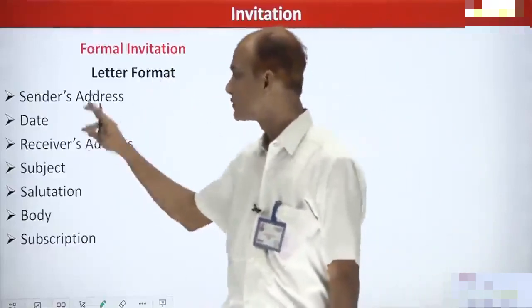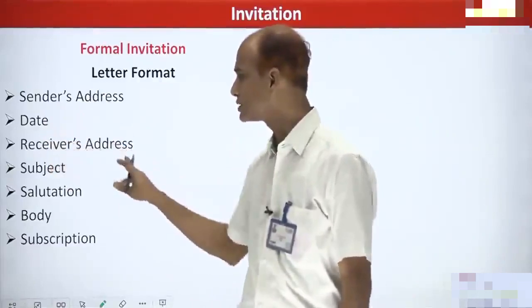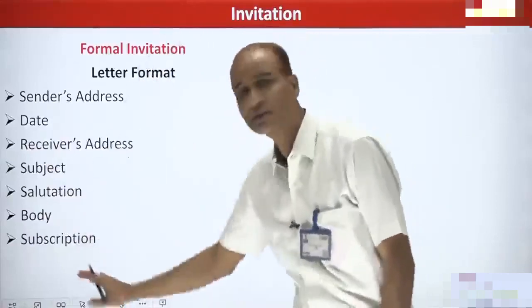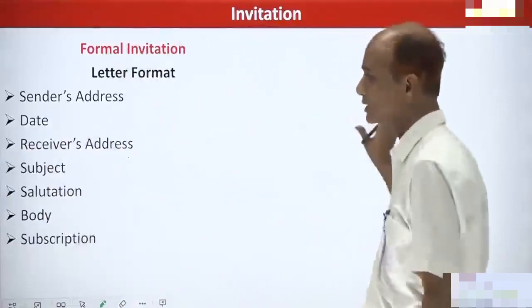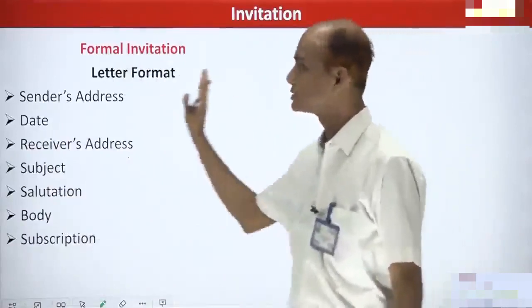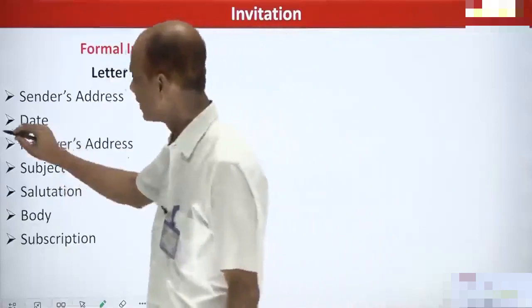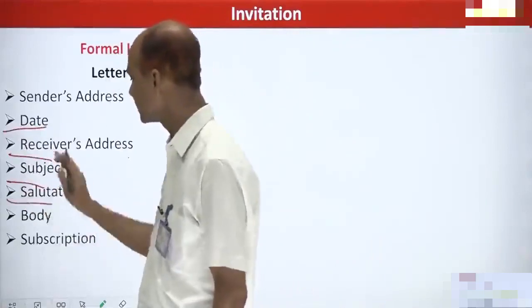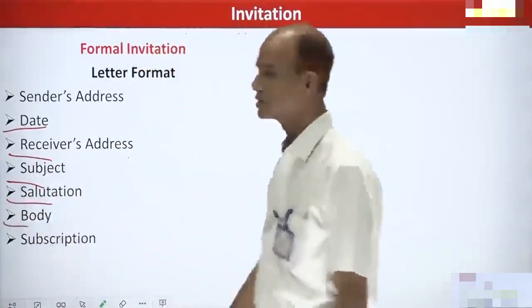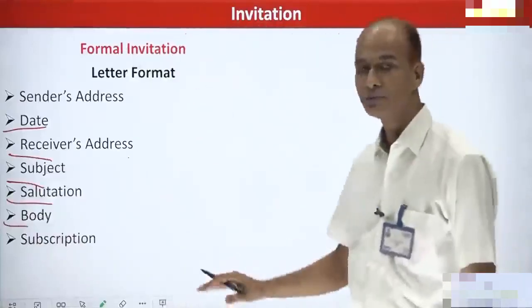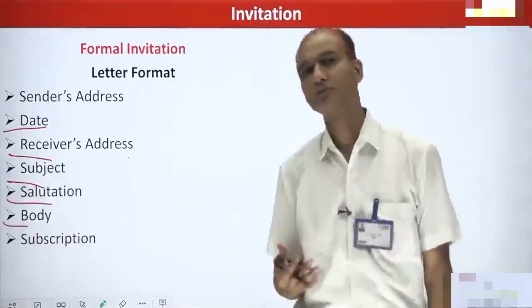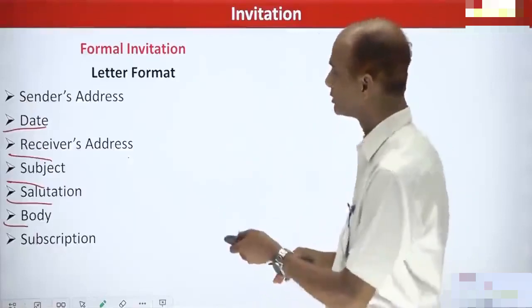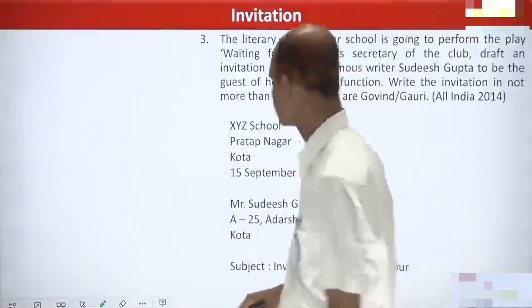So see the format: sender's address, date, receiver's address, subject, salutation, body and subscription, and all this in left alignment. You don't have to write anything on this side or the right-hand side, all is in left alignment. And simply, after the date leave a line, after the address leave a line, after the subject leave a line, after the salutation leave a line, then the body, and then for the subscription leave a line. So this is what we do. And the letter is in a simple way. The language is very simple. Only the details are to be included. For example, how do we write here? I'll give you an example. See this.